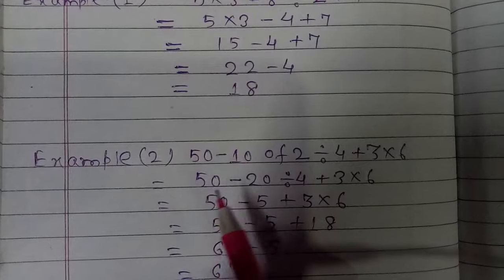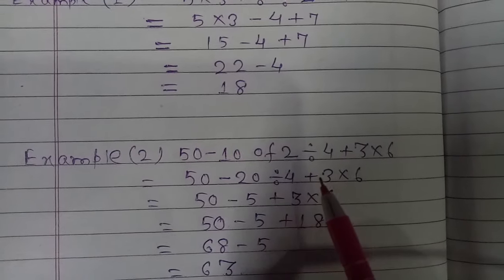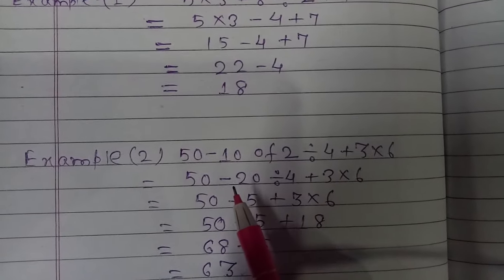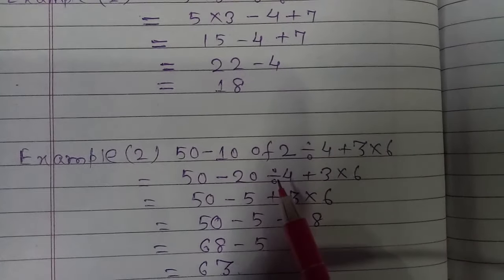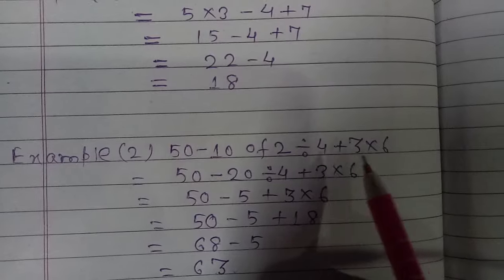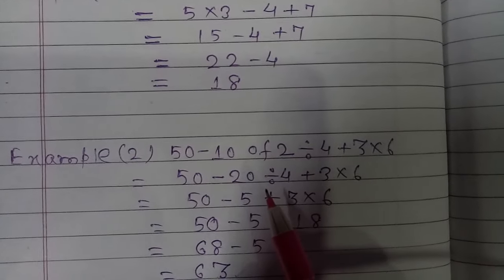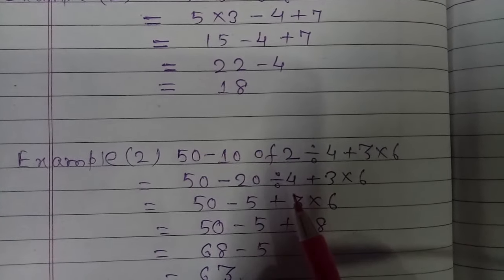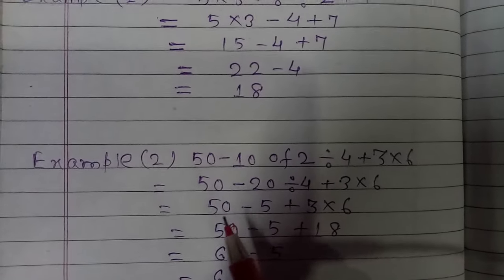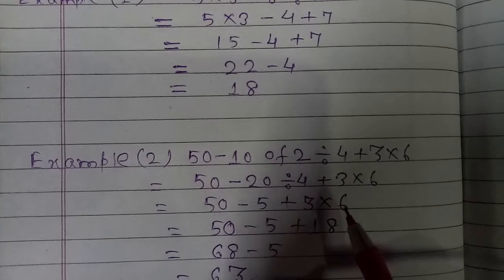So after multiplication, in the second step, this becomes 50 minus 20 divided by 4 plus 3 multiplied by 6. Now here again 4 operations are present: subtraction, division, addition and multiplication. According to the BODMAS rule, among these 4 operations, division will be done first. So divide 20 by 4, 4 fives are 20, so this becomes 5. So in the third step, this becomes 50 minus 5 plus 3 multiplied by 6.